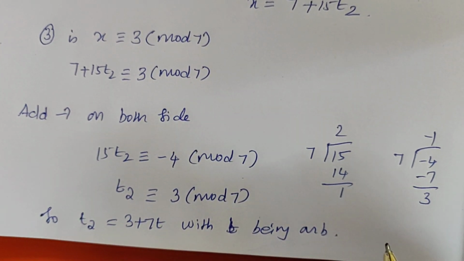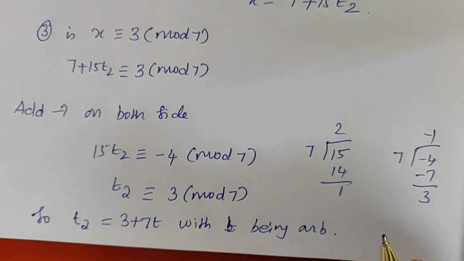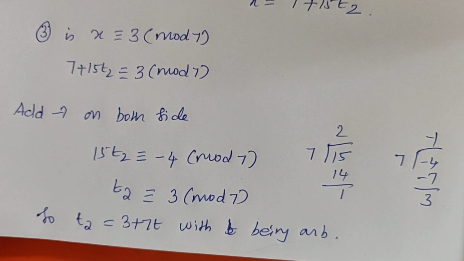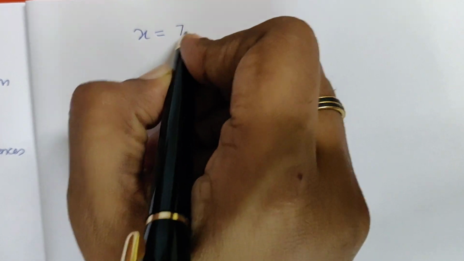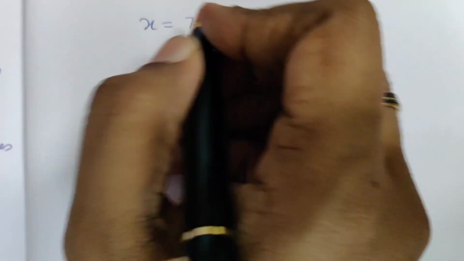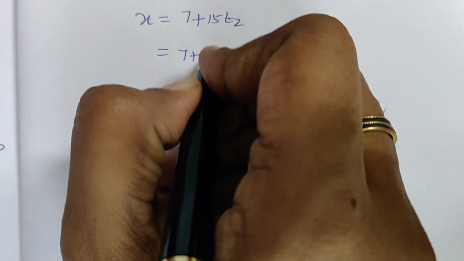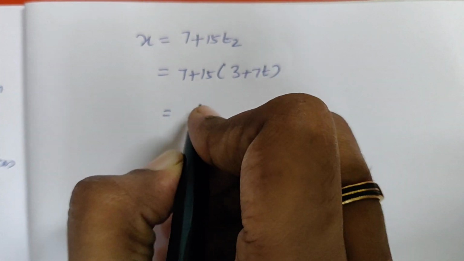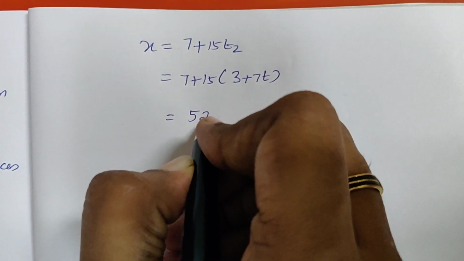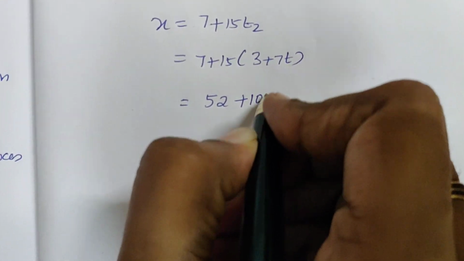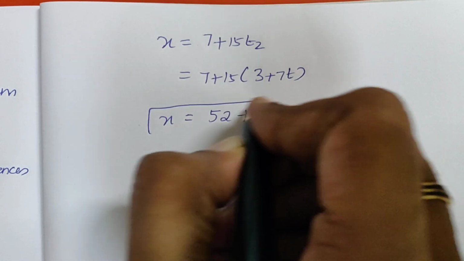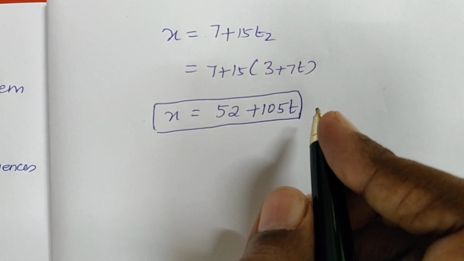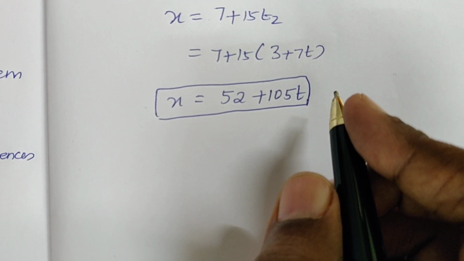Therefore, now substitute this t2 value in x equal to 7 plus 15t2. Next, substitute the t2 value, that is 3 plus 7t, here. After simplifying, I get the value of x as 15 plus 105t. This is our general solution of the given Sun Tzu's puzzle by the iteration method.